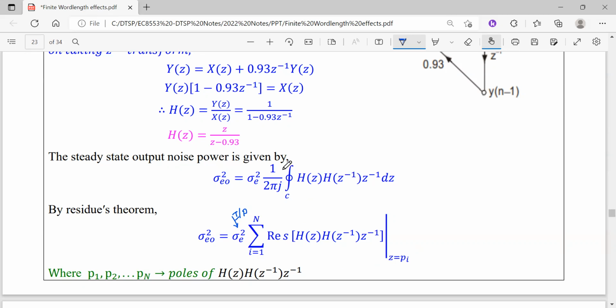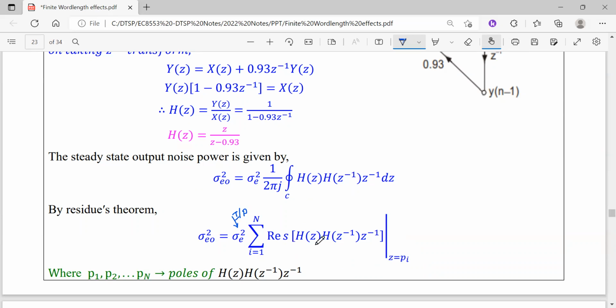Actually, the formula has a contour integration, and this integration can be simplified with the help of the residue theorem, for which the formula is summation i is equal to 1 to n residue of H of z into H of z inverse into z inverse at z is equal to pi. While finding the residue, we usually consider only the poles that lie inside the unit circle because of this contour integration.